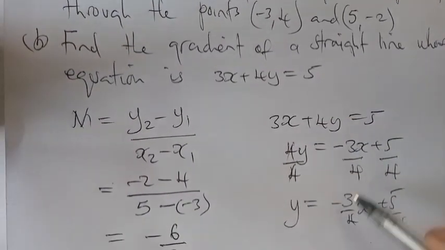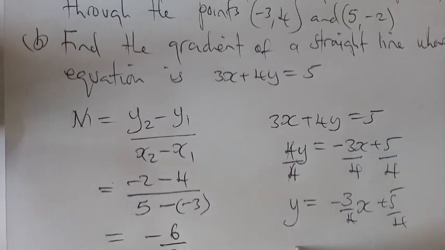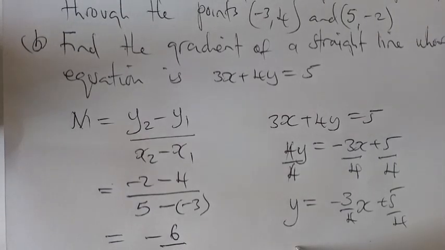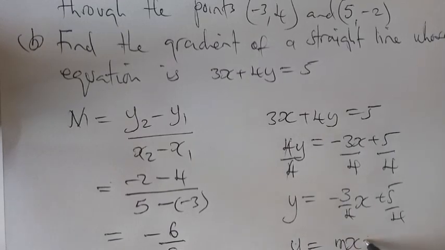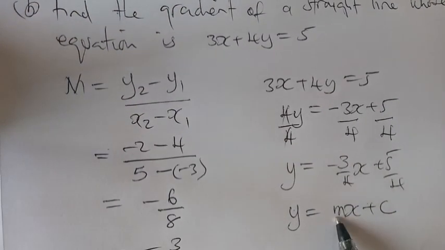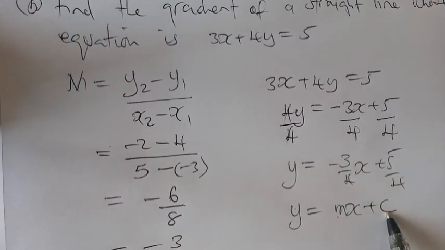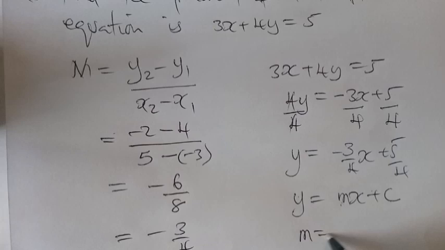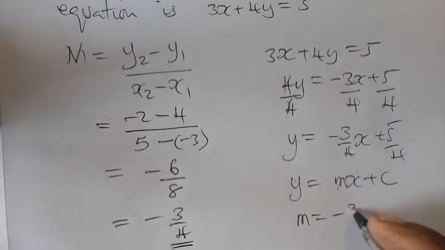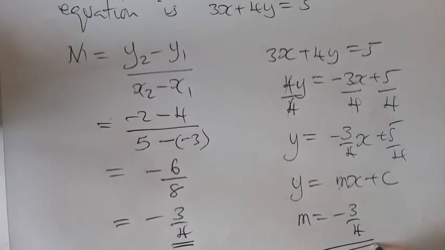The coefficient of x is the one that becomes the gradient, because the general equation for all straight lines is y is equal to mx plus c, where m is the gradient and c is the constant. So in this equation, the number that sits on this position is the one which is the gradient. So the gradient of this equation becomes minus 3 over 4.